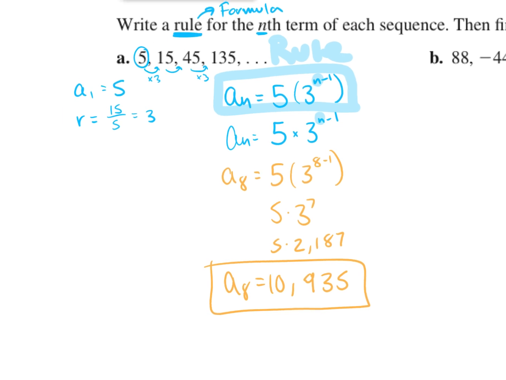For these, since we're multiplying to get from one number to the next, the numbers get really big really quick. So when it asks for like the 8th term or the 10th term, it's going to be a big number. Usually, unless your ratio is a fraction. All right, let's look at B.